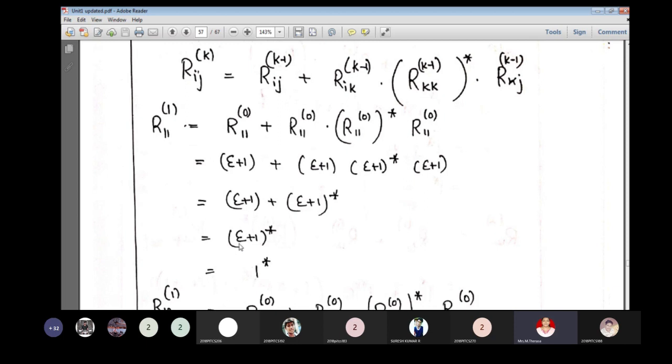Clear? So what is the meaning? Either epsilon or 1, and this can be repeated any number of times. So that is similar to 1 star. So 1 star includes epsilon, isn't it?